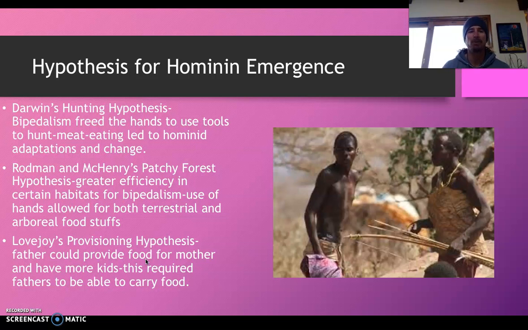So what we get with the patchy forest hypothesis is greater efficiency in certain habitats for bipedalism. So essentially, being in the savannas, being able to walk upright and see over grasses, and use your hands for gathering food in the savannas, and then also picking fruit from the trees, creates the reason for bipedalism.